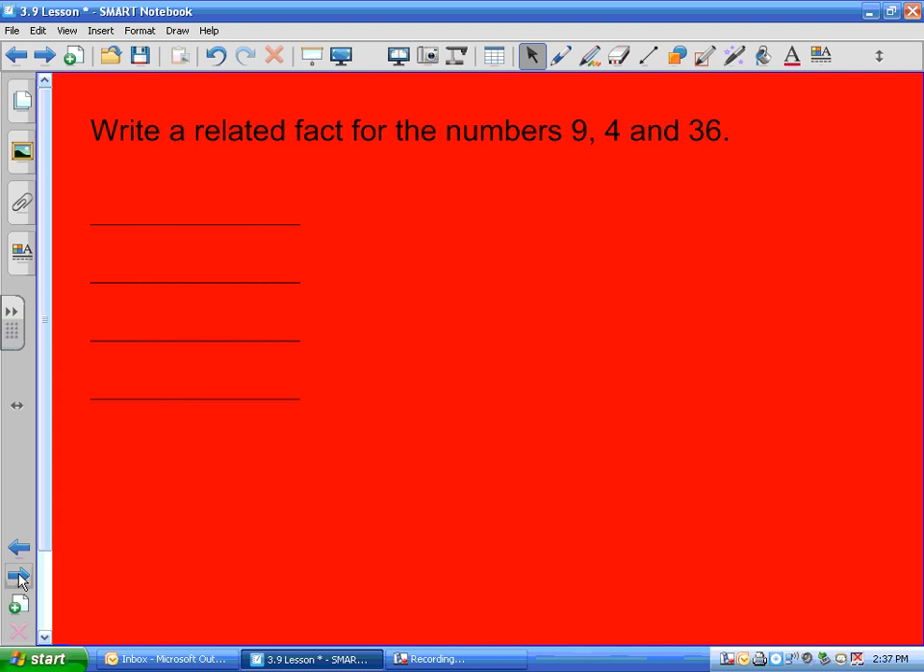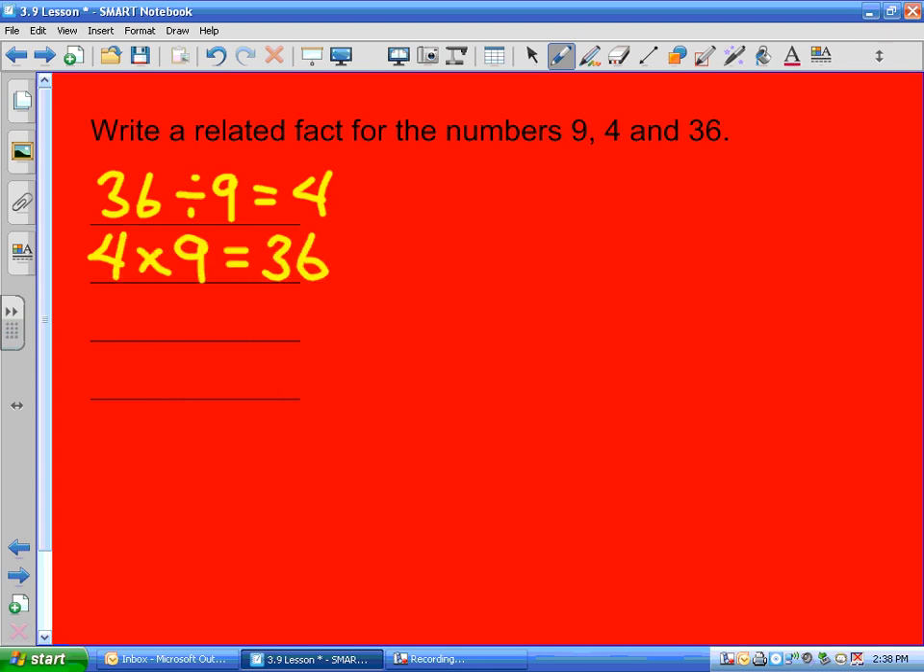9, 4, and 36. Now I'm going to do it a little bit differently. I'm just going to give you 3 numbers, and you have to create the family. All right, Chase, tell me one of them. 36 divided by 9 equals 4. There we go. So what would be another one, Teddy? 4 times 9 is equal to 36. That's true. And another one, Raven? 9 times 4 is equal to 36.